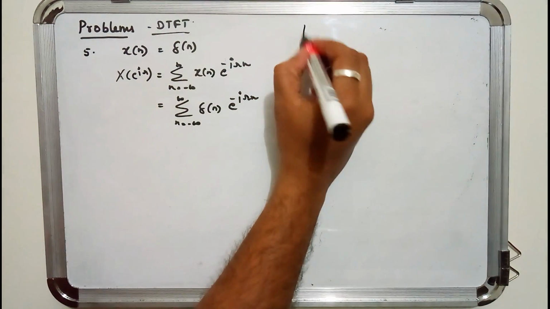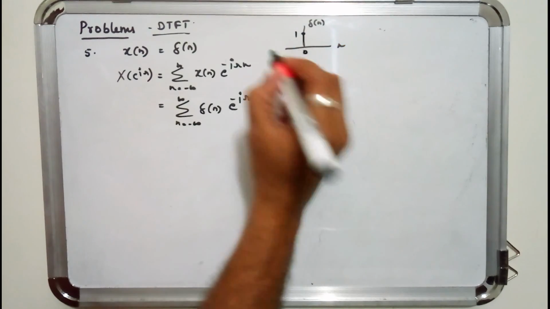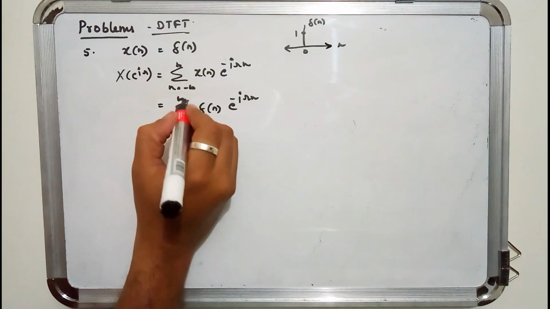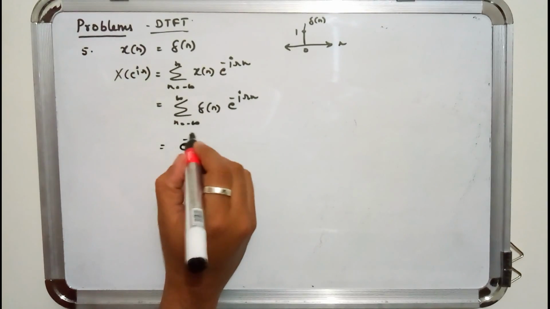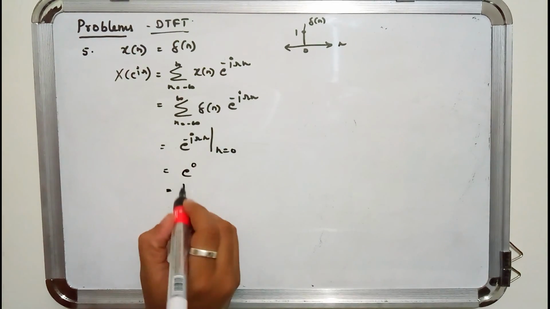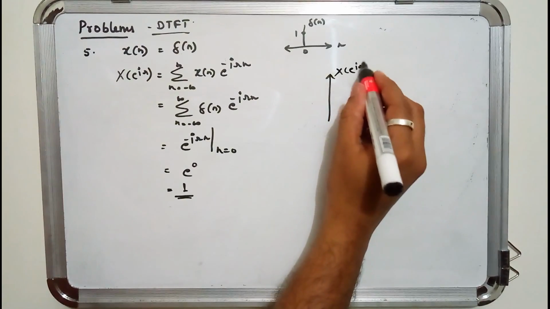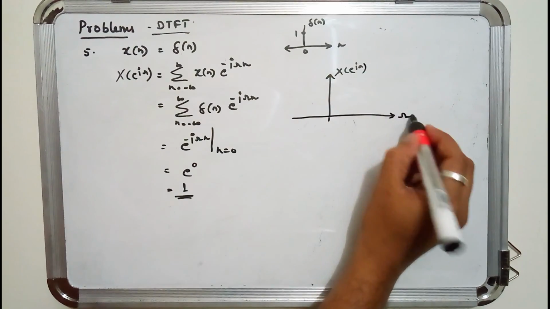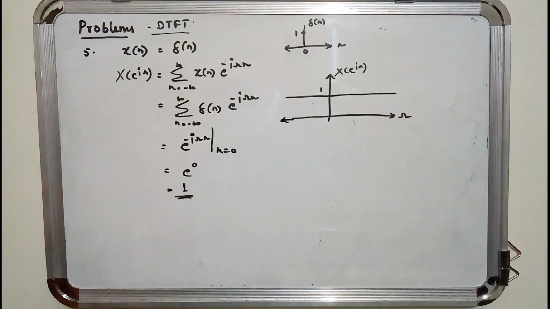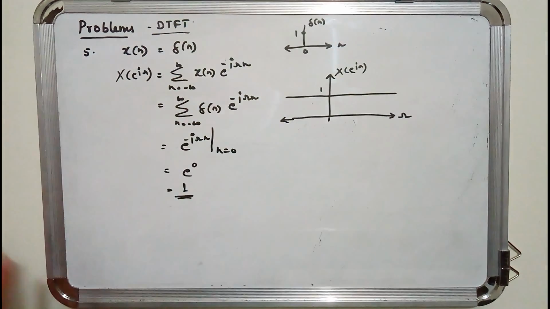Now we know from basics that delta of n has an amplitude of 1 at n is equal to 0. So it is defined only at n is equal to 0, not for any other values. So the summation will be equal to e power minus j omega n at n is equal to 0. So it will be e power 0, and it is 1. So X of e power j omega, that is the DTFT of delta of n, is 1. That means for all values of omega the amplitude is 1 and the phase will be 0 because it does not have any imaginary term. So the amplitude is 1.